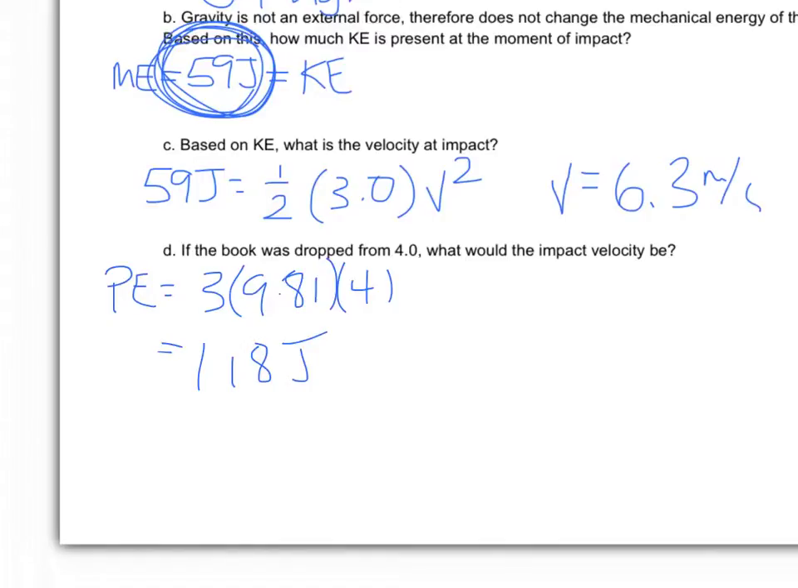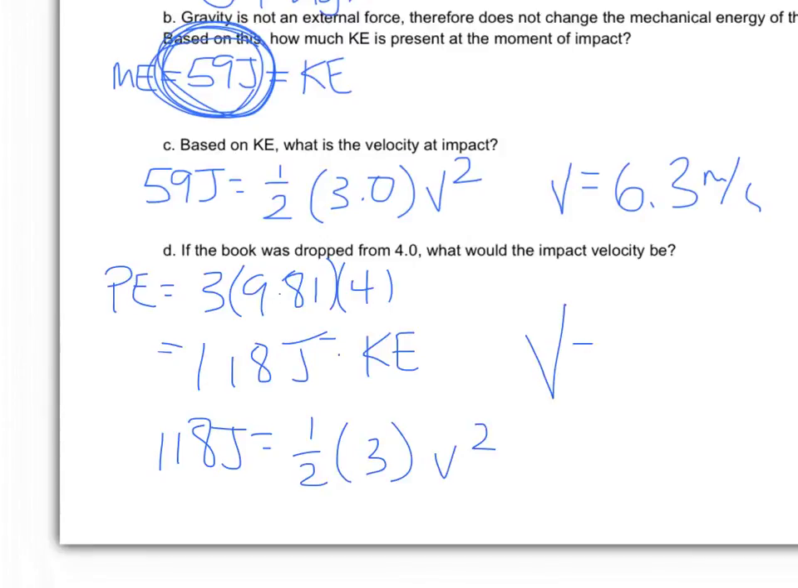And this potential energy is still equal to the kinetic energy at impact for the reason that was explained in part B. So now you have an object that has 118 joules of kinetic energy, and that's equal to 1/2 the mass times v squared, and when you solve for v you get 8.9 meters per second.